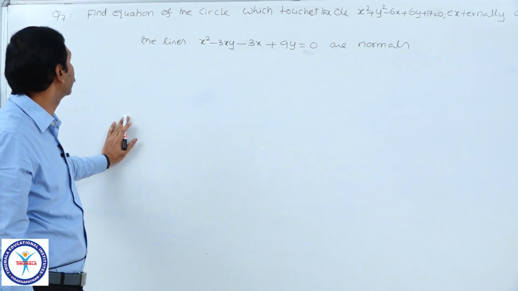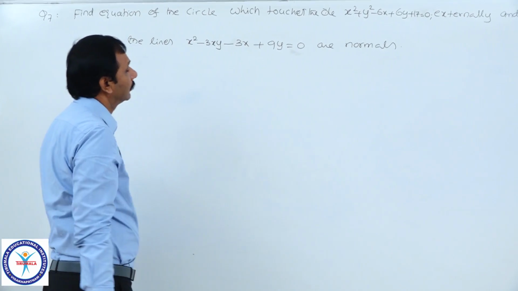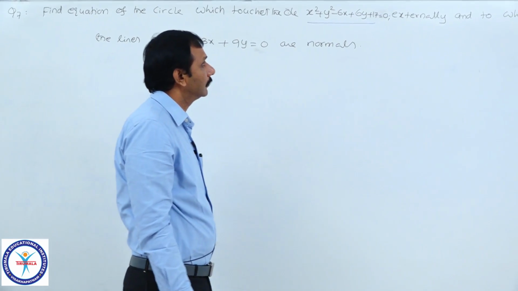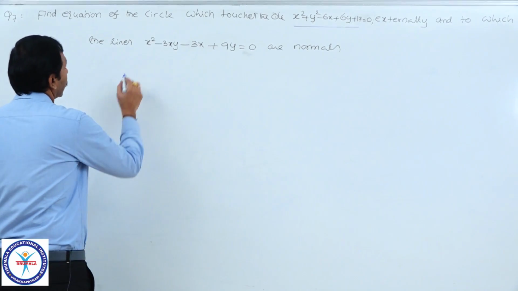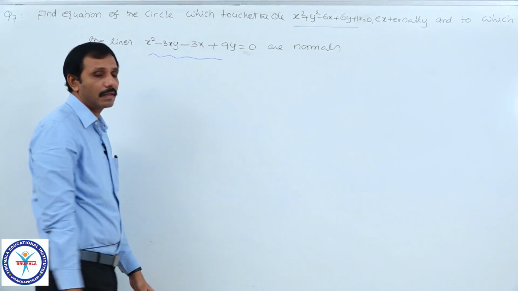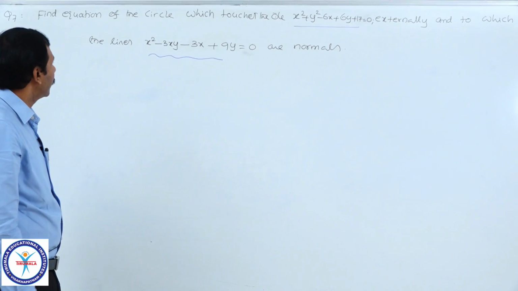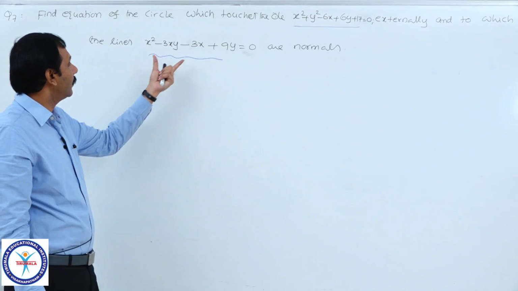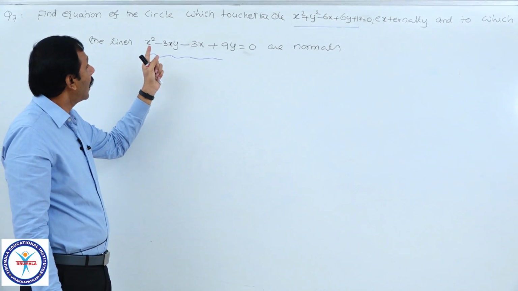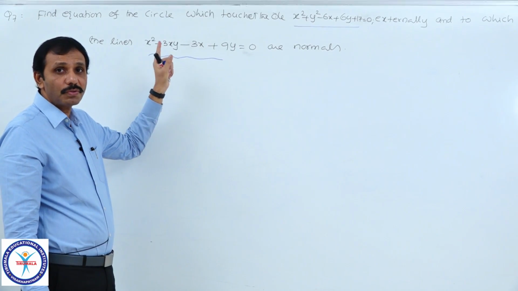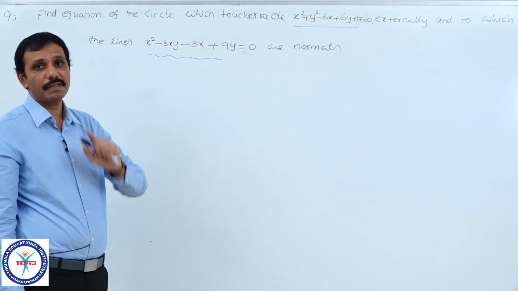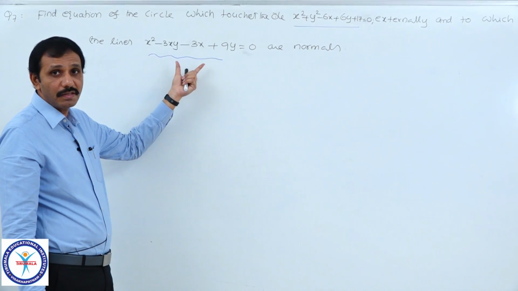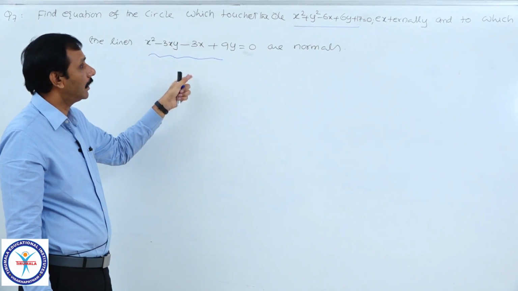What they are asking is, we need the equation of the circle which touches this circle externally and to which the lines are normals. What is the meaning? Lines are normals means this represents a pair of lines and those are normals, meaning those lines are passing through the center of the required circle. If you find the point of intersection of these lines, that will become the center of that circle.